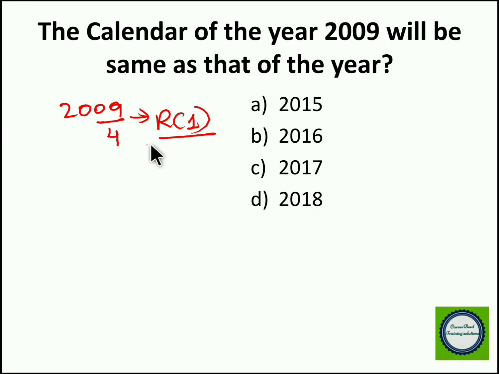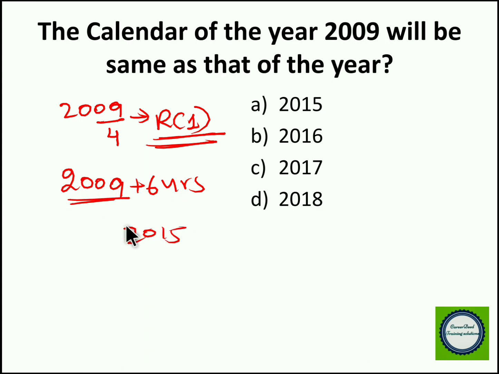So if the remainder is 1, you have to add 6 years to this 2009. See, whenever you get the remainder 1, you have to add 6 years to the given year. So 2009 plus 6, you get 2015. This becomes our answer. So the option for this question is A. Hope you understood the problem, right?